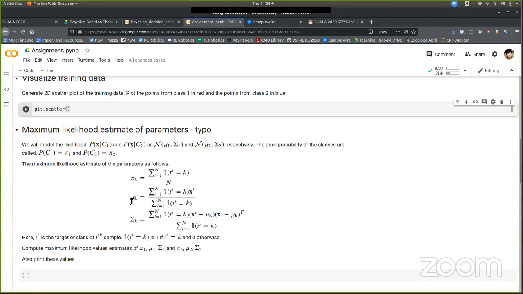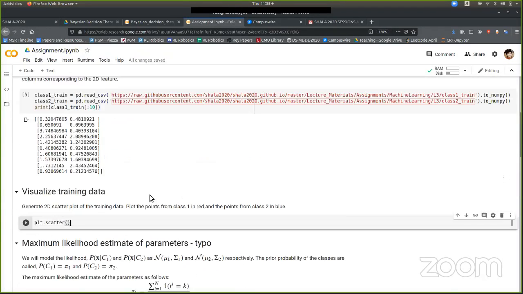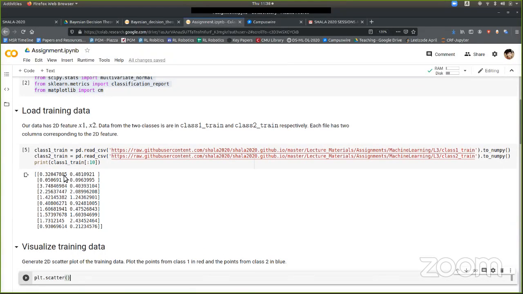And when you come to mu k, this is essentially the mean of all the features in each class separately. So when you have your class 1 train, if you take the mean of all of these, that will give you mu k. And when you have class 2 train, and you take the mean of all of the values, that will give you mu 2.